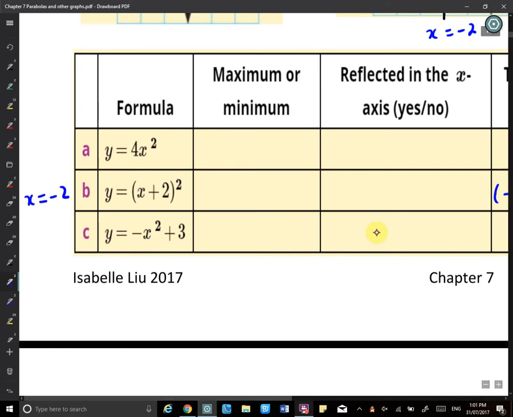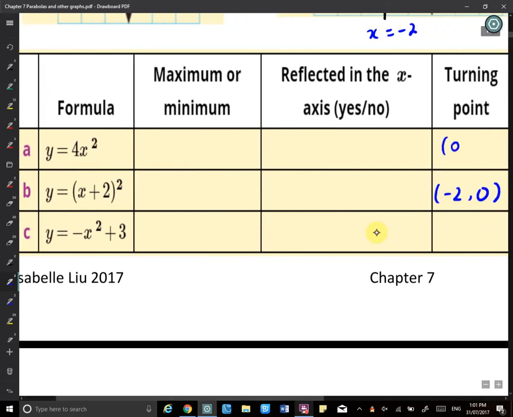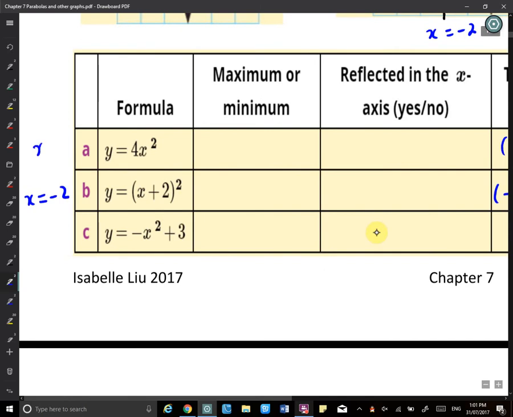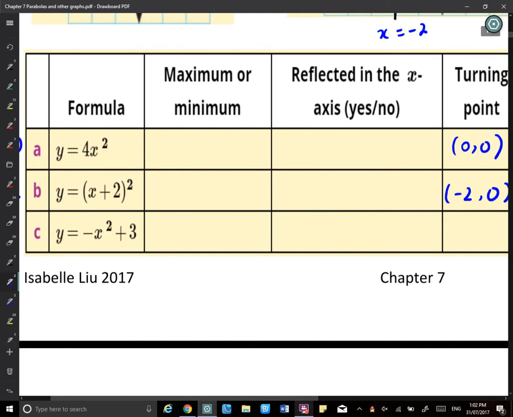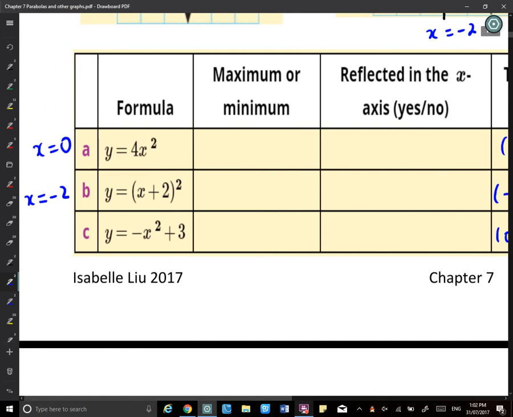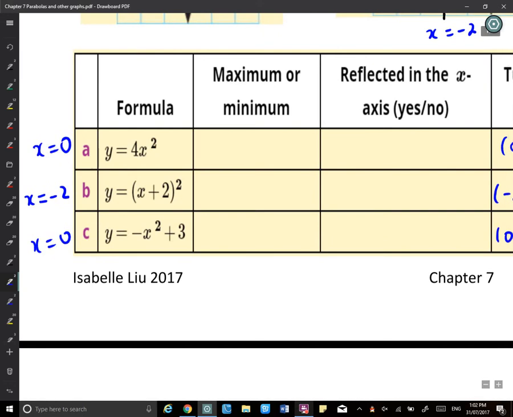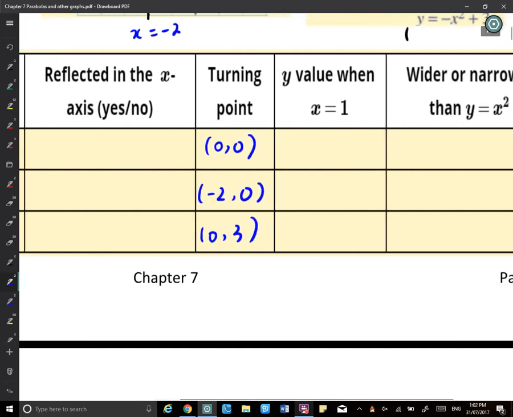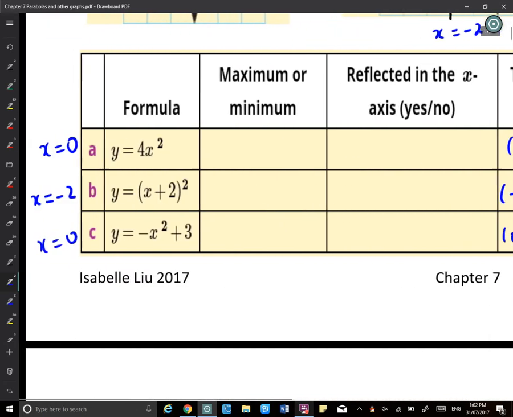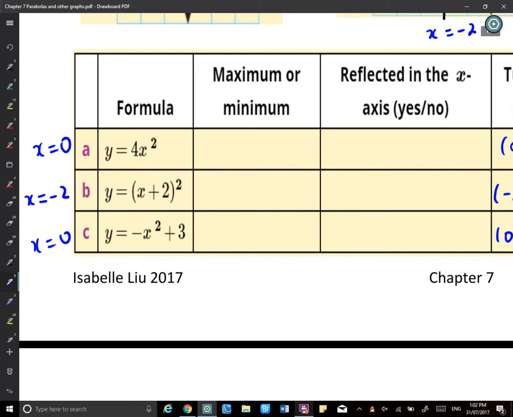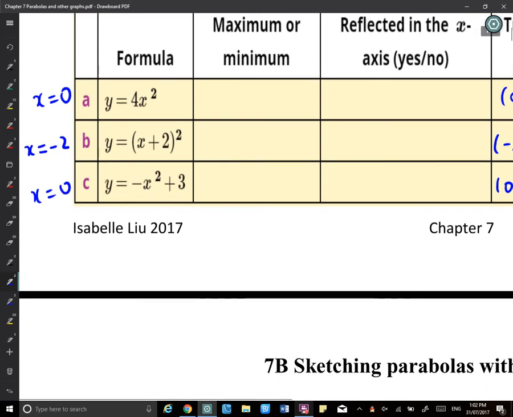This one has a turning point at (0, 0), so we'll have a line of symmetry at x equals 0. There is a turning point at (0, 3), and x equals 0 will be the line of symmetry. So first you need to understand it's a symmetrical graph, but it's symmetric about the line x equals something: the x value of the turning point.